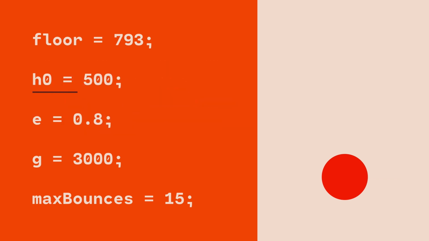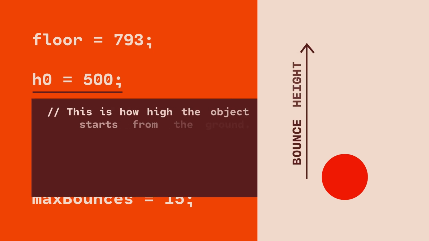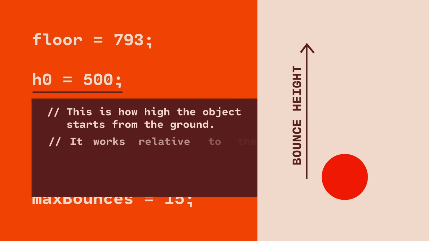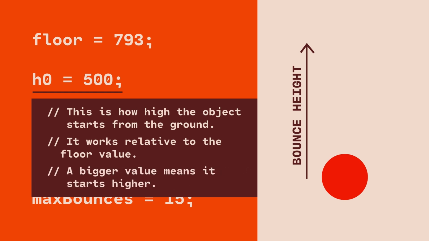Second, H0. This is how high the object starts from the ground. It works relative to the floor value. A bigger value means it starts higher.